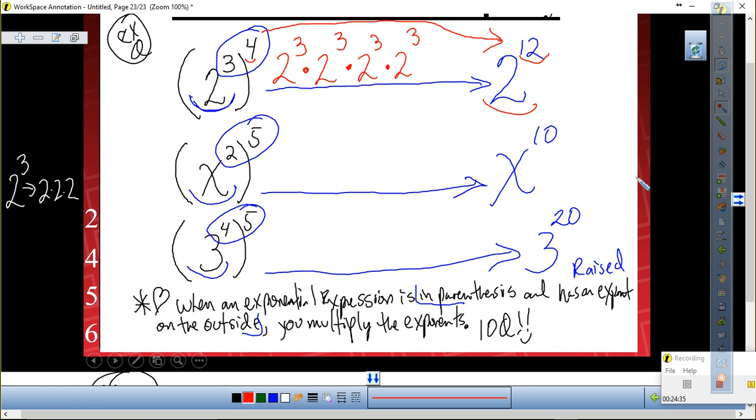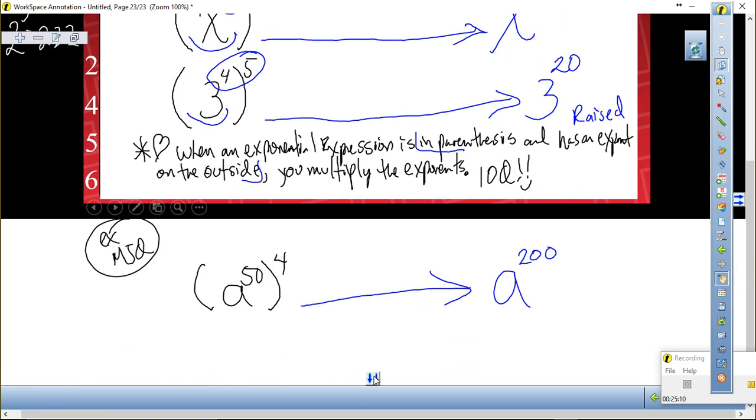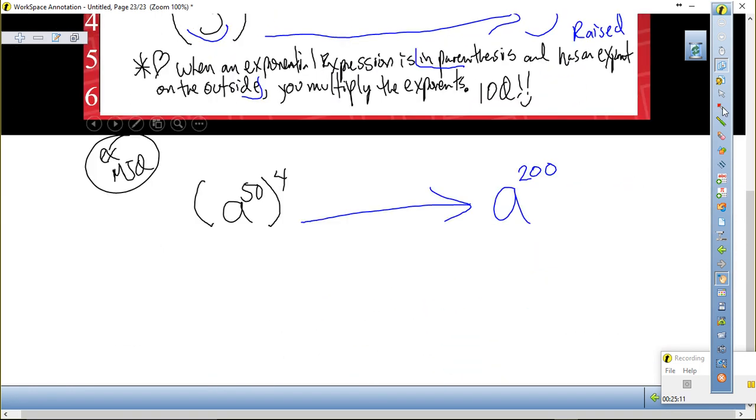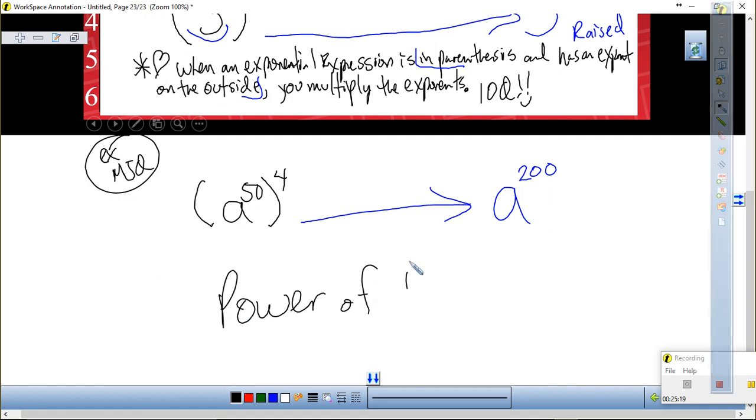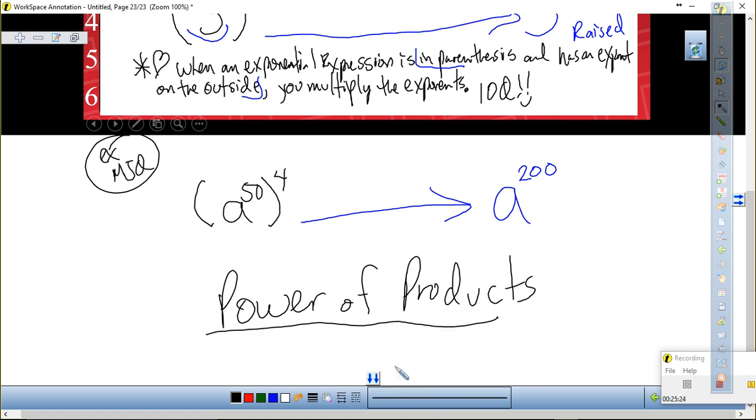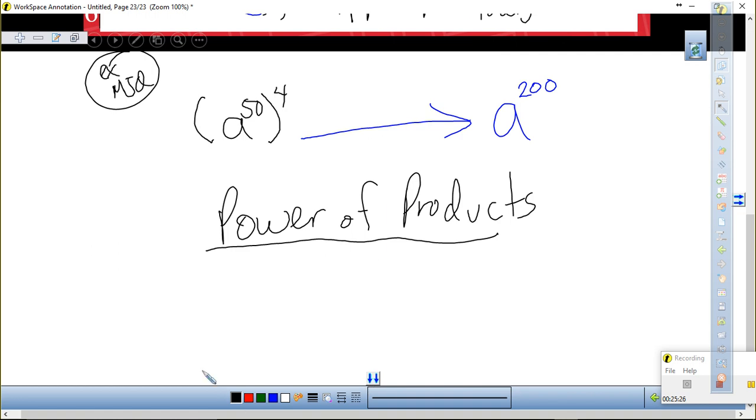So yesterday we covered product of powers. This one is power of powers. And the last one that we need to write is power of products. So write that underneath that: power of products. Example: write this down.